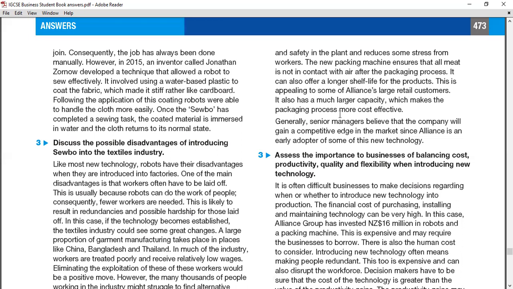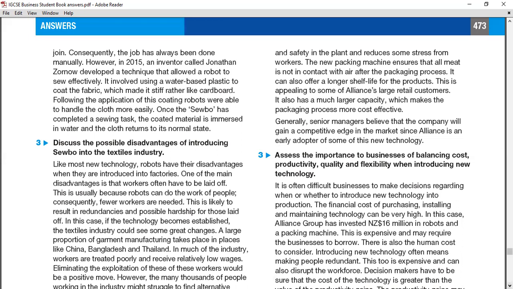It also has a much larger capacity, which makes the packaging process more cost-effective. Generally, senior managers believe that the company will gain a competitive edge in the market since Alliance is an early adopter of some of its new technology. Early adopter means they're the first one to try this out, right? They're the first one to try this technology. Therefore, it's a competitive advantage, a unique selling point. They can proudly say we are the only company in this right now. We are the one who pioneered this technology in this industry. So they have a competitive advantage.